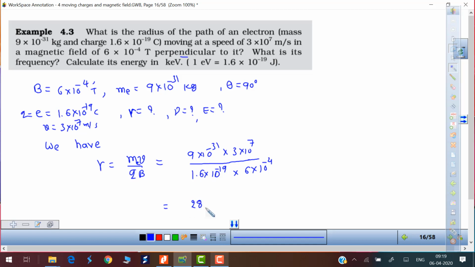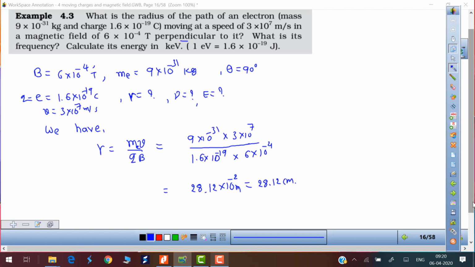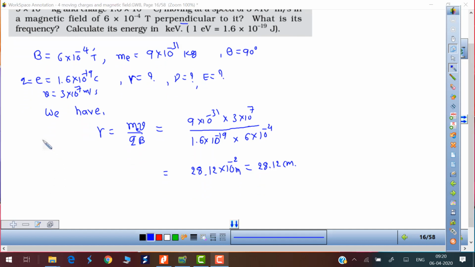So it comes out to be 28.12 into 10 raised to minus 2, and this is in meter, so it becomes 28.12 centimeter. So this is the radius in which it moves. So this is the first thing. So radius is given by that one.